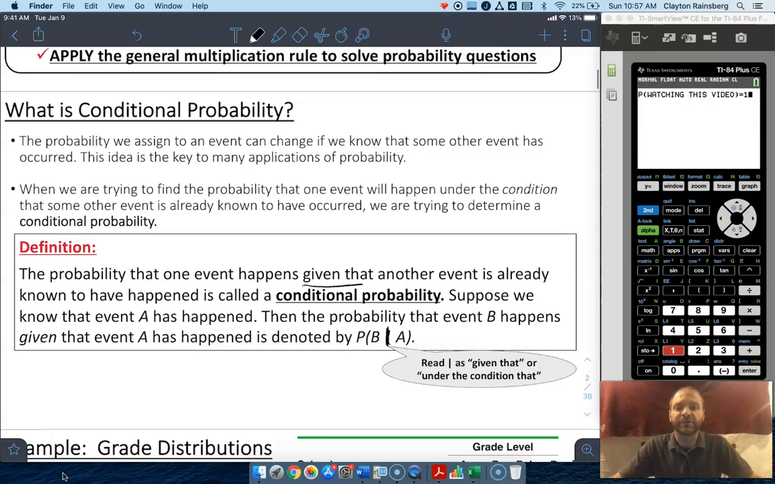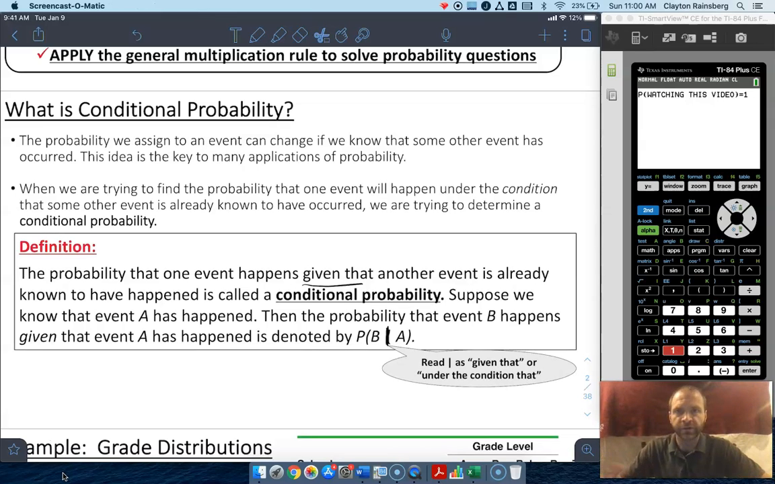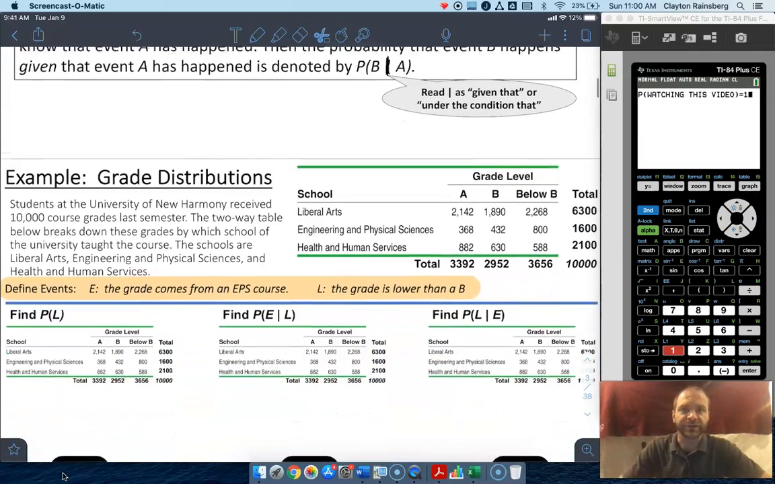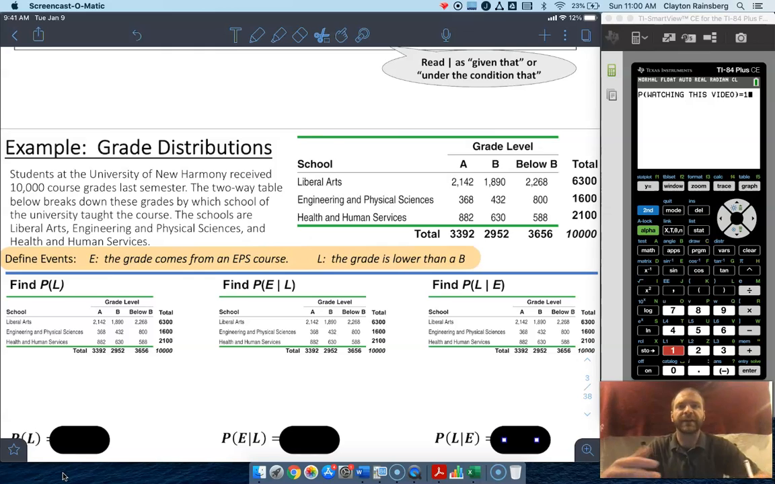So that's conditional probability. And what we're going to do is focus first on something we are comfortable with. We're going to look at two-way tables with this. So let's start. In this example, we are looking at grade distributions, and it's from the University of New Harmony. They have 10,000 grades that they collected last semester. That's from a liberal arts school, an engineering and physical sciences school, and a health and human services school. We can see it in the two-way table on the screen. We have the totals as well for the rows and columns.